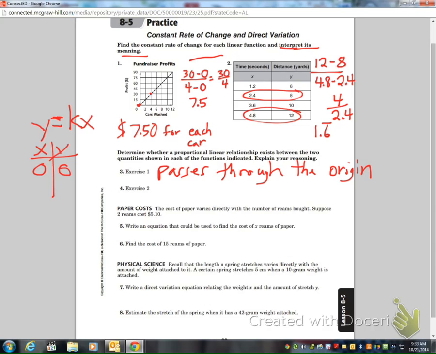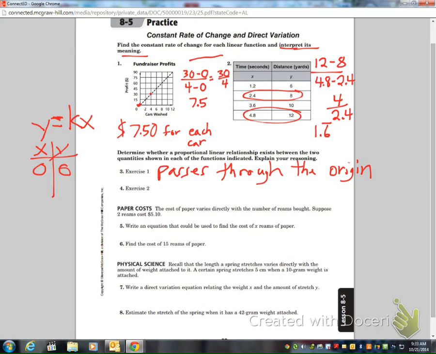All right. Now, the second one is a table, so it's not quite so easy. So how can I tell whether the second one is direct variation or not? I hear crickets. Anyone else? Okay.